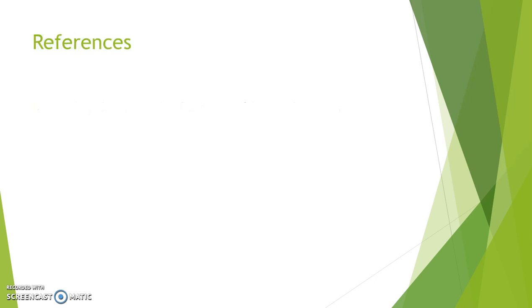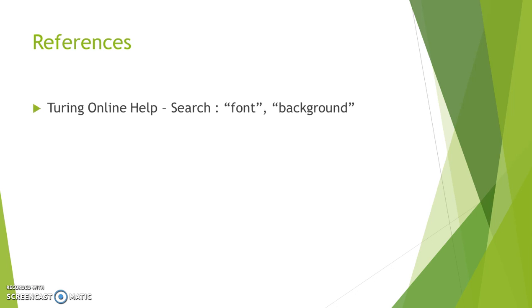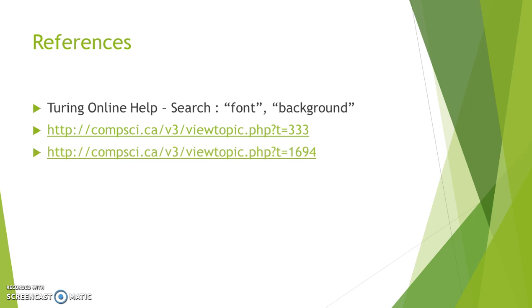Okay, so some of the references that may be helpful while you're working through the examples today. First off, the Turing Online Help is somewhat useful. You can search on font and background to get some information there. There are also a couple of good topics from the compsci.ca website, and I'd encourage you to have a look at the examples here, and I'll give you some search terms that you can use to retrieve those things throughout the slides.